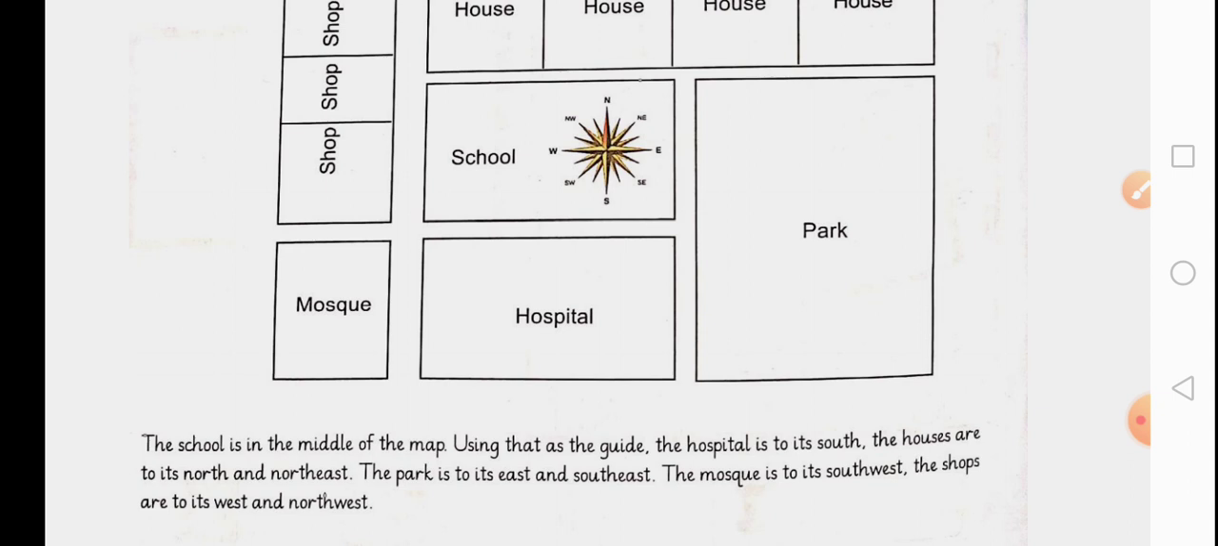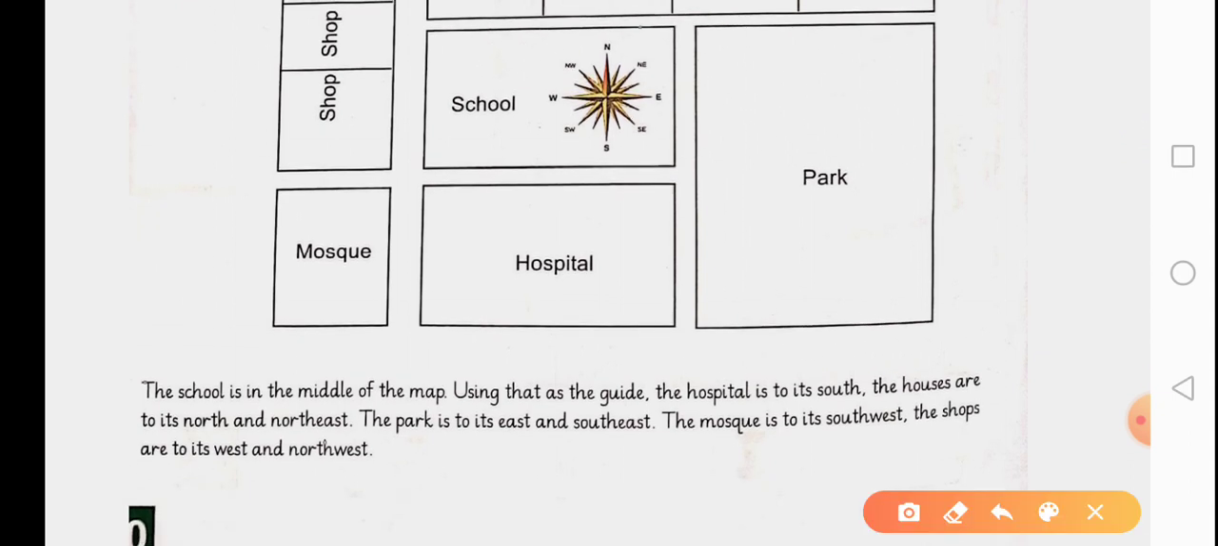So students, here is the key. The school is in the middle of the map. Using that as a guide, the hospital is to its south. Please look at this. Here is the south and this is the hospital. The mosque is to its southwest.